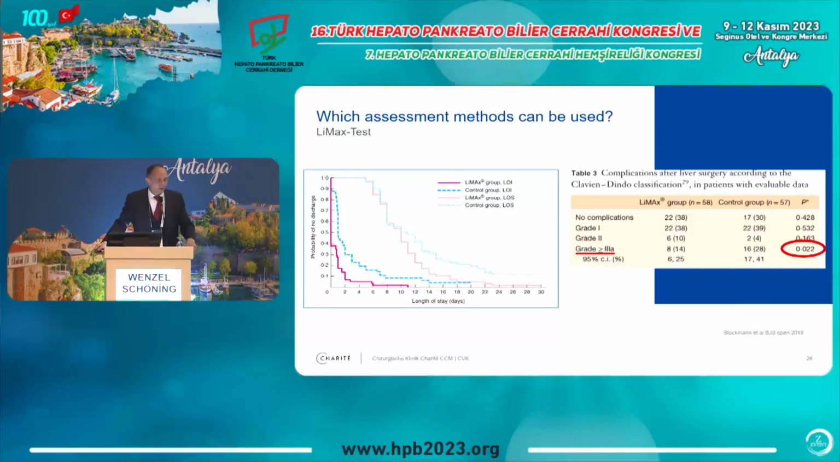And to the results: if you look here at the time the patient had to spend in the ICU, or the time the patient had to spend in hospital, in the interventional group the time in hospital and the time in ICU was significantly lower than in the control group. And in the interventional group, we also saw that there was significantly less major morbidity.